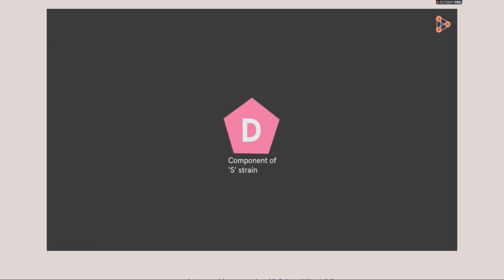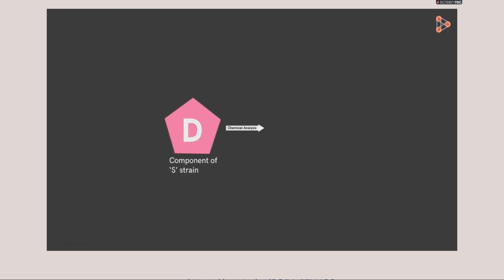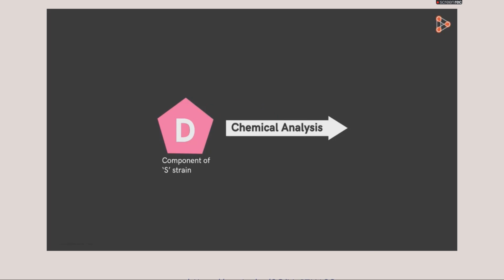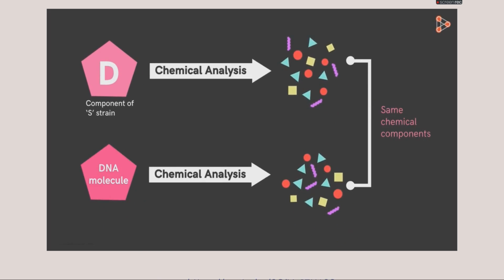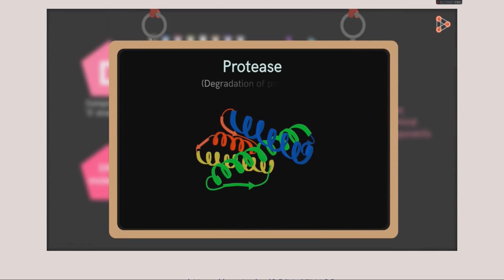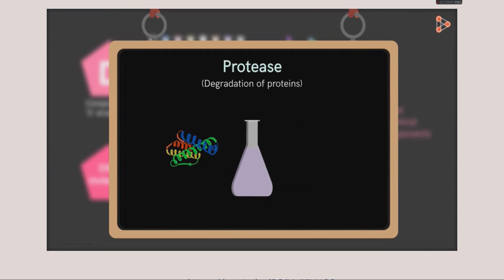Many tests were carried out to investigate this further, and the chemical composition of this transforming principle was found. It had components in the ratio that were found in the DNA molecules. So to further understand its nature, this component was tested using chemicals that break down the constituents. For example, certain enzymes like protease degrade proteins. Use of such chemicals help us identify the constituents in a given sample, as they will degrade specific molecules only.